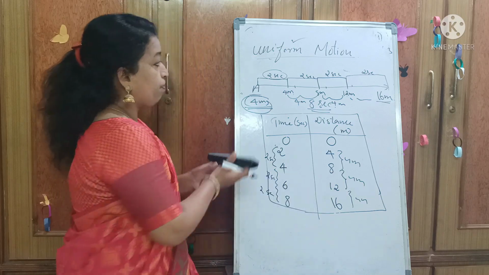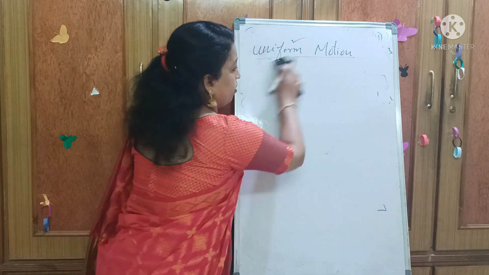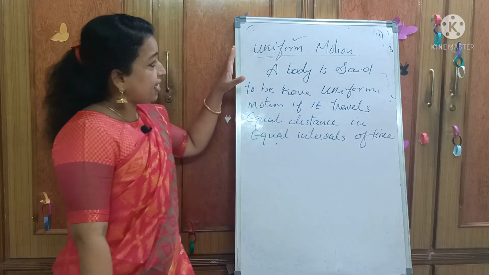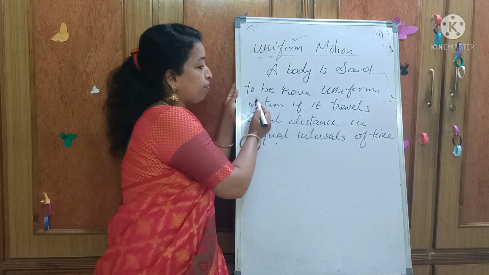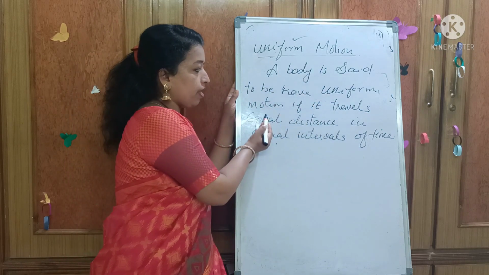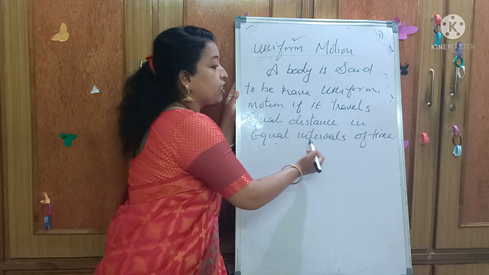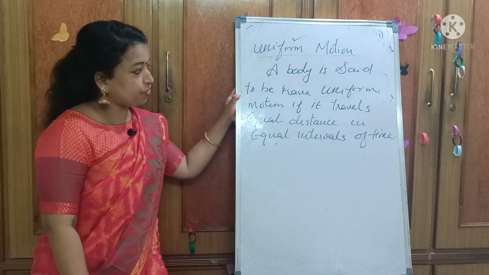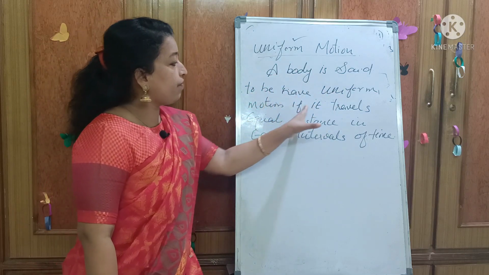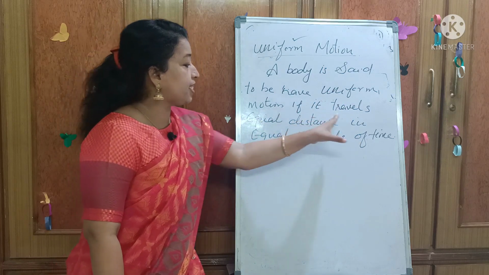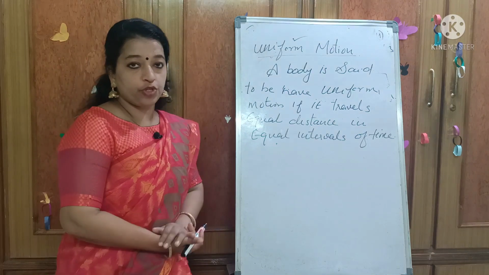If we want to draw a graph, we can draw it. Let's see it. Before that, I will tell you once again the definition. Let's see the definition of uniform motion. A body is said to have uniform motion if it travels equal distance in equal intervals of time. Understand? This is the definition of uniform motion.